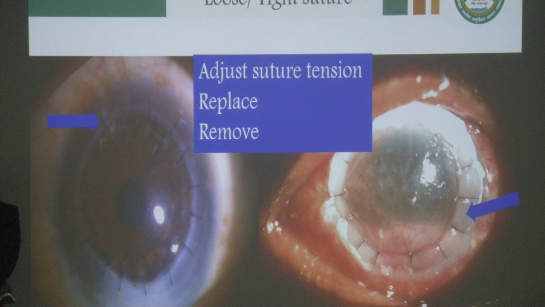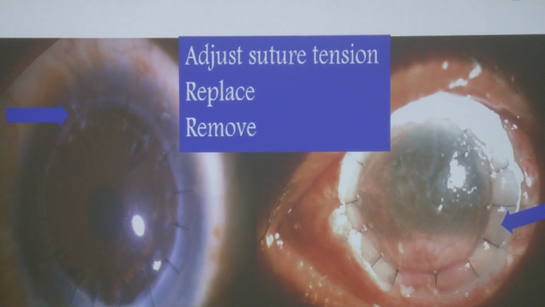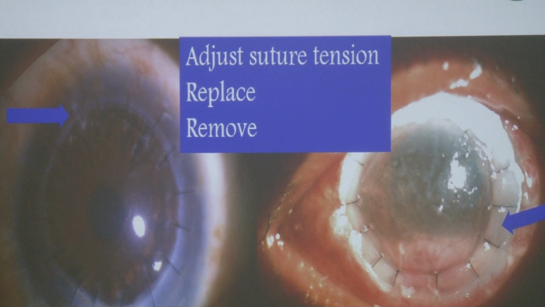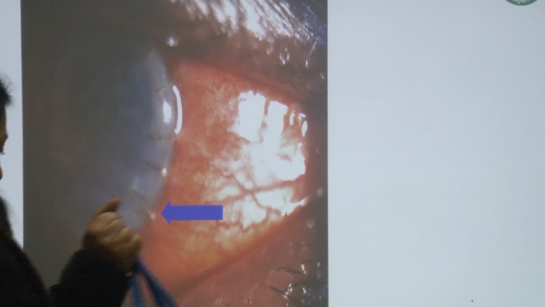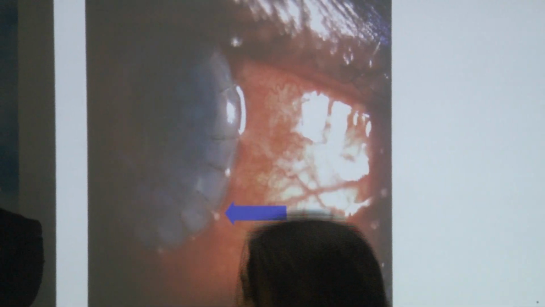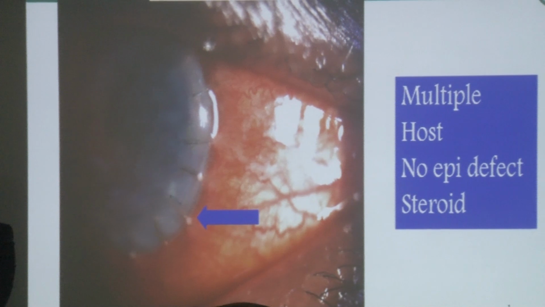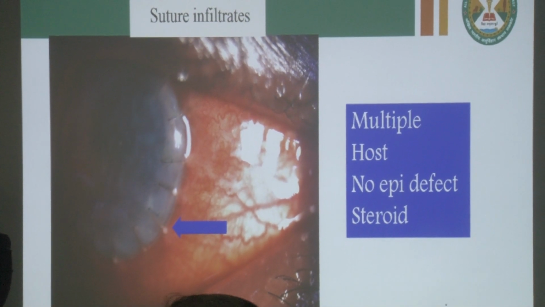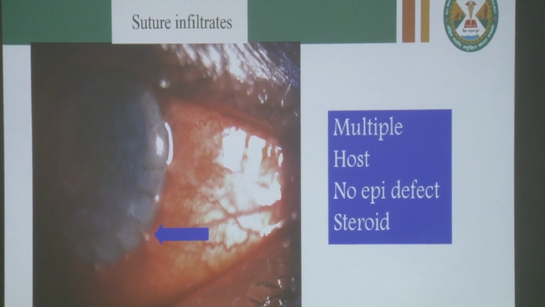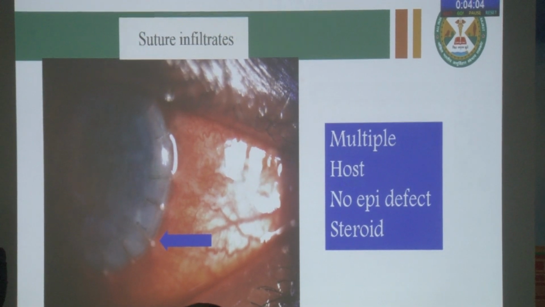So if we have something like this in the early post-operative phase, we can replace the suture. But if we have it in the later phase, like beyond 3 months, we can simply remove the suture, because beyond 3 months, most of the tissue adhesion has already occurred. Suture infiltration: we need to differentiate between inflammatory or immune-mediated infiltrates and infective infiltrates. Immune-mediated infiltrates, as we can see here, are multiple, mostly seen on the host side. They are not associated with epithelial defect, and they respond to steroid.